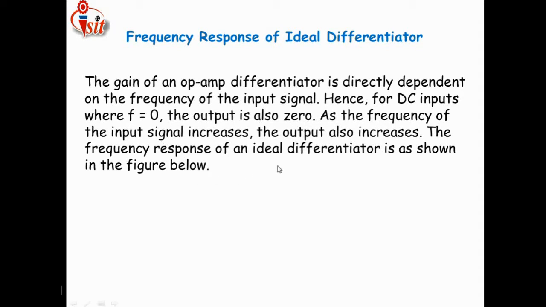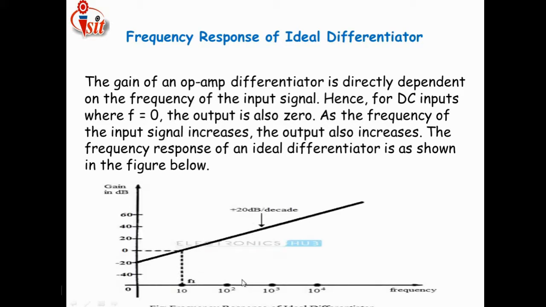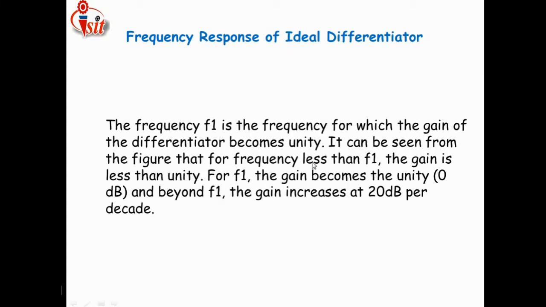The frequency response of an ideal differentiator is as shown in the figure. This is the frequency response related to the ideal differentiator. It shows from 0 to 60 dB the gain representation on the y-axis and frequency representation on the x-axis. And just see here, the gain increases at 20 dB per decade. Then frequency F1 is the frequency for which the gain of the differentiator becomes unity. That means there is one point where we get the unity differentiator output.